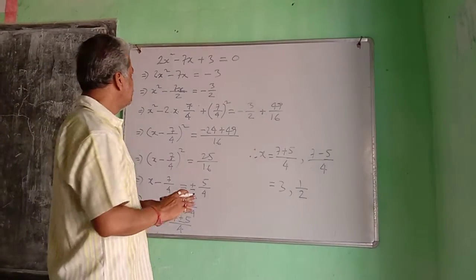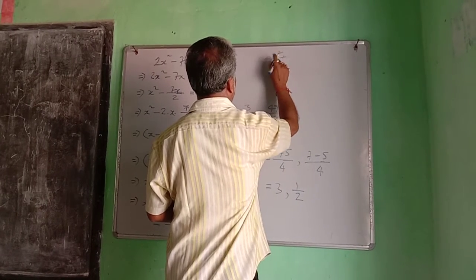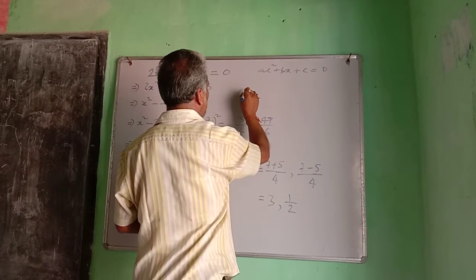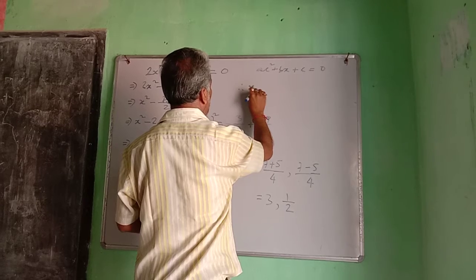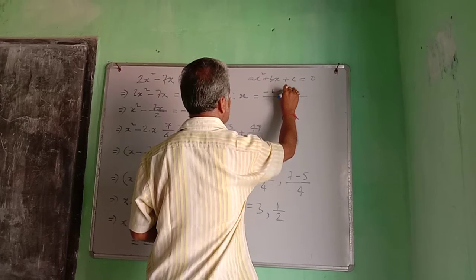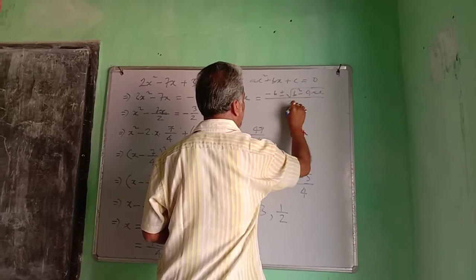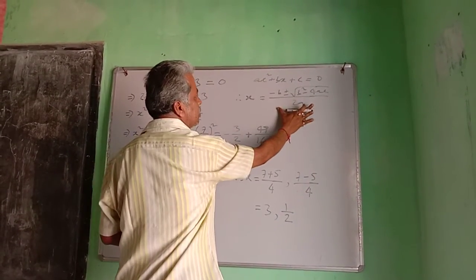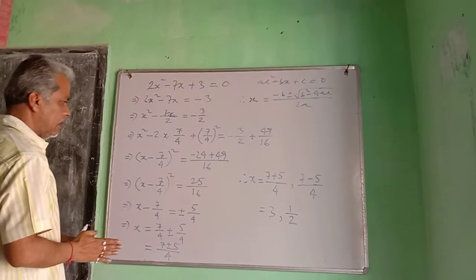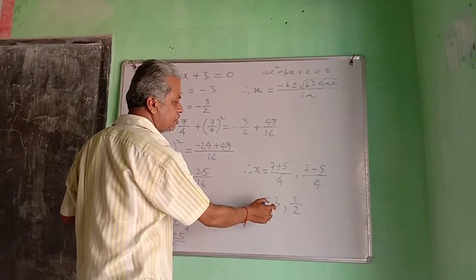When we solved this equation, ax square plus bx plus c is equal to 0, the result obtained was x is equal to minus b plus minus root over b square minus 4ac divided by twice a. So this is called the quadratic formula. We shall apply this formula. For example, for this equation we got the roots 3 and half.